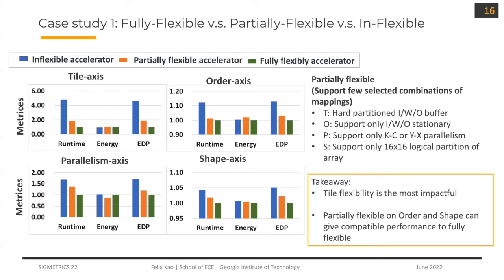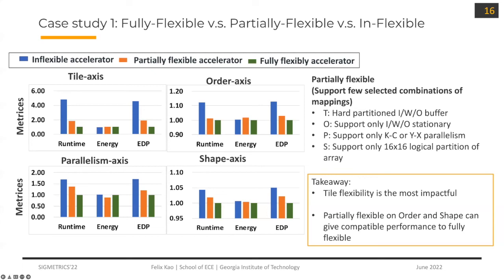So from this graph, we can see that the inflexible accelerator is the blue bar, and the green one is the fully flexible one. When we improve from inflexible to fully flexible, we get a very huge performance improvement. As shown in this table, the tau is the most impactful axis to support.